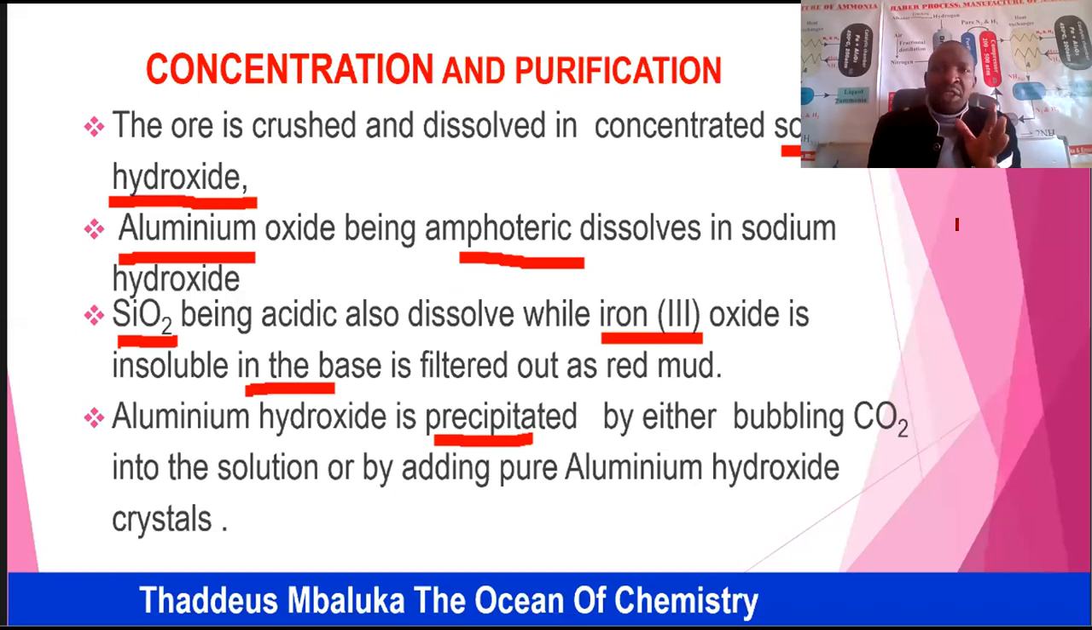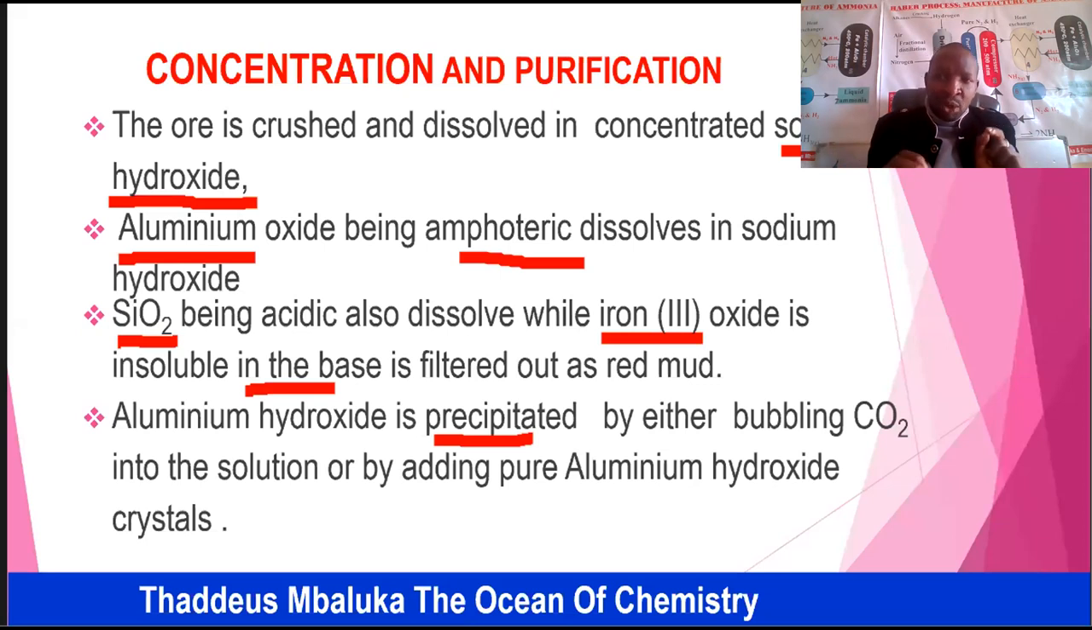Yes. Once you add the sodium hydroxide, what does the sodium hydroxide dissolve? Aluminium oxide, and the other, silicon 4 oxide, which we just call silica. The sodium hydroxide dissolves silica because silica is acidic. It dissolves aluminium oxide because it is amphoteric. The other component of the ore is iron oxide, which could be iron 2 oxide or iron 3 oxide. Those two cannot dissolve in sodium hydroxide. So the resulting mixture is a solution: sodium hydroxide plus silica gives sodium silicate.